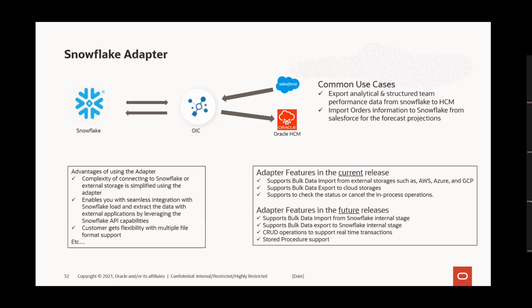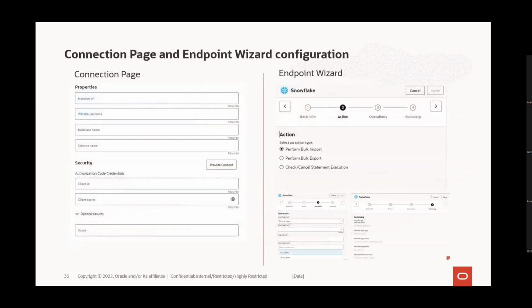And our adapter, of course, is built just to do that. And of course, the advantage of using this adapter is the complexity of connecting to Snowflake. We're taking care of all of that internal plumbing for you, the security, whatever, all of that is taken care of for you. You just use the adapter, and as you can see here, this is the sort of thing you get. You define your connection, your warehouse name, database name, schema name, etc. The client ID and secret are ones which you generate from Snowflake, and then you see the endpoint wizard there.